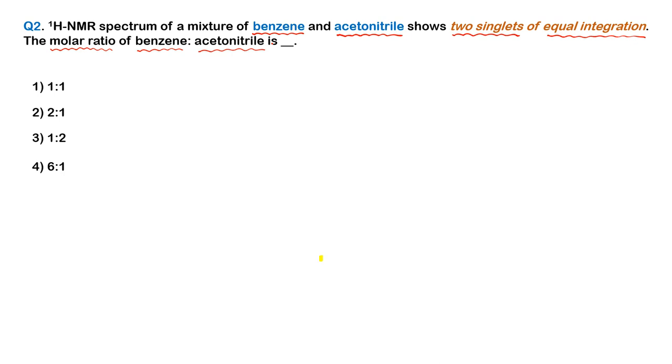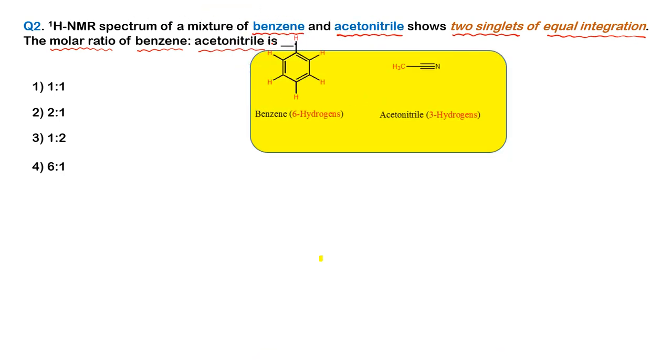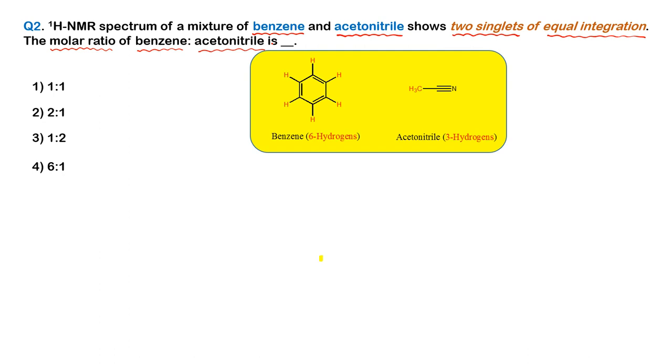Based on this question, we need to understand the structures of benzene and acetonitrile. By looking at the structures, we get the idea that benzene is a skeleton having 6 equivalent hydrogens, while acetonitrile is a structure with 3 equivalent hydrogens. And as we know, if we take the NMR of benzene individually, it will give a single peak. And when we take the NMR of acetonitrile, it will also give a single peak.